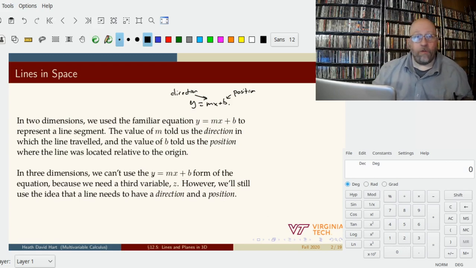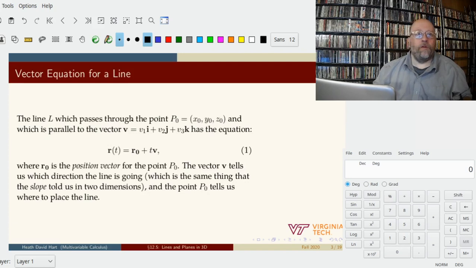We can't use this form of the equation in 3 dimensions because we need to describe a third variable z. But we're still going to make use of the idea that a line has to have a direction and a position. Those two things are going to be important. So let's look at a couple of examples.